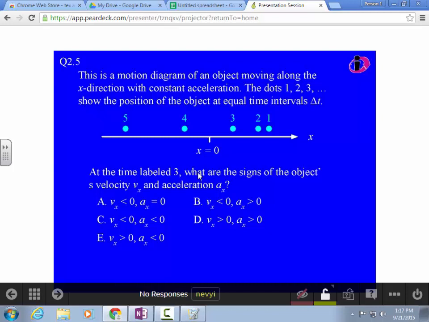So this is a motion diagram, moving along the x-axis with constant acceleration. The dots 1, 2, 3 show the position of an object at equal time intervals. So each of those objects happen at 1 second, 2 seconds, 3 seconds, so on and so forth. At the time label 3, what's the signs of the object's velocity and acceleration? 1 minute.